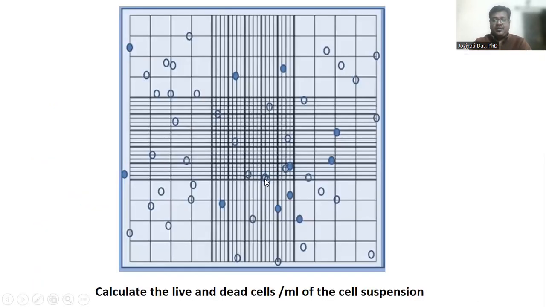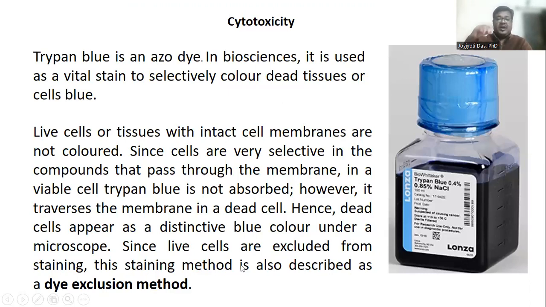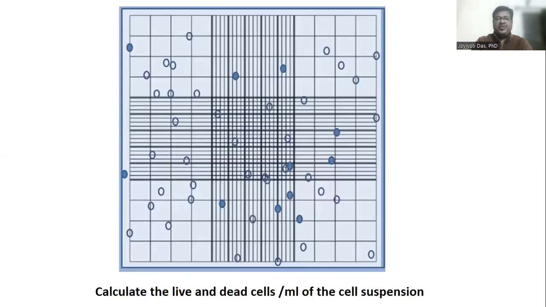Okay, but if your cells are dead, then the membrane will be leaky, and the trypan blue dye will be able to enter into the cells, and so those cells will appear bluish in color. So now if you load the cells on the hemocytometer, you will see something like this. There will be white cells, which are your live cells, and there will be some blue cells which will indicate the dead cells in your sample. So remember, the white cells are your live cells and the blue cells are your dead cells.